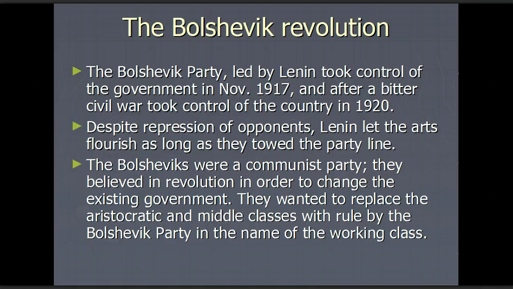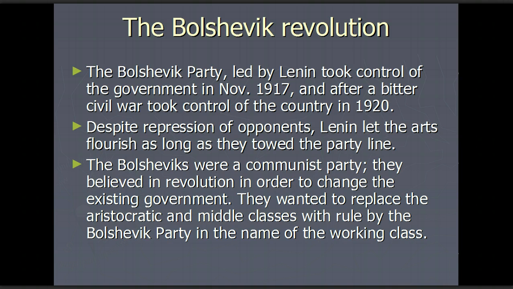Between 1920 and probably about 1929, you get a flourishing of the arts, quite avant-garde types of art, both in film, in terms of sculpture, in terms of architecture, design, all sorts. People were experimenting with all sorts of different ideas, and Lenin was quite happy for that to continue.